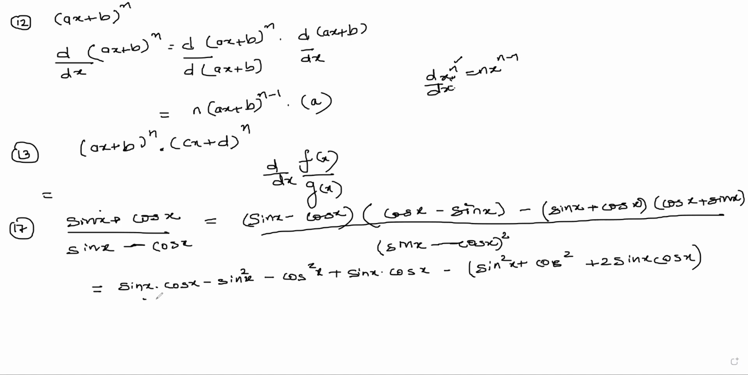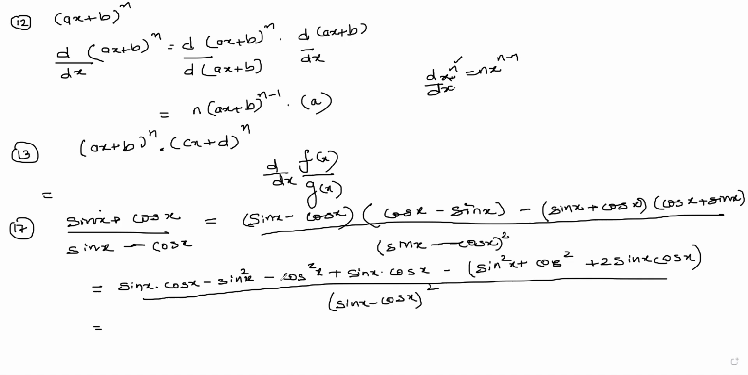Okay, then the denominator is sin x minus cos x whole square. Next, how much will it be now? Minus, if we take common here, this becomes sin square plus cos square, which will give us 1. So this became -1. sin x plus sin x became 2 sin x, so 2 sin x cos x, -1. Then this also becomes 1. Open the bracket, this became -1. Then this became -2 sin x cos x.